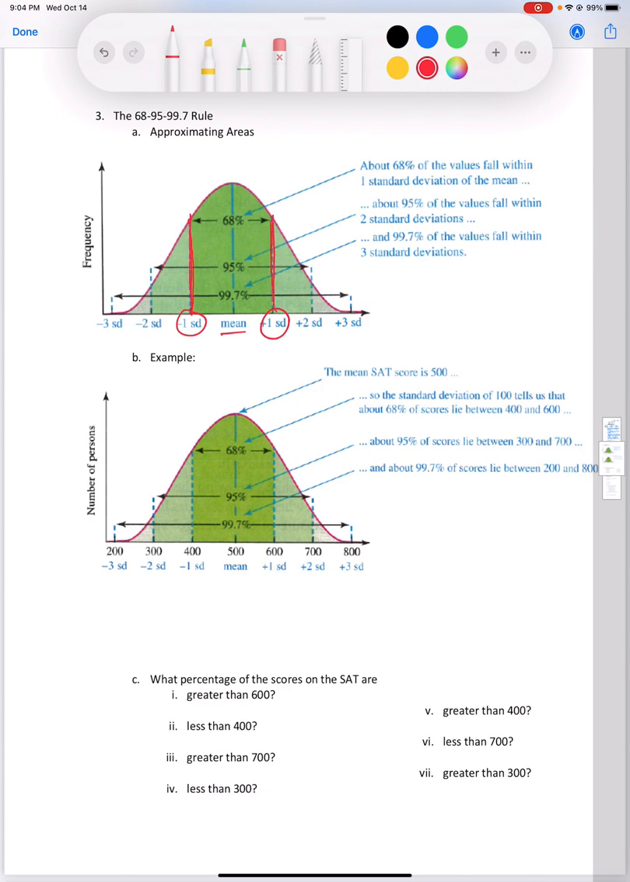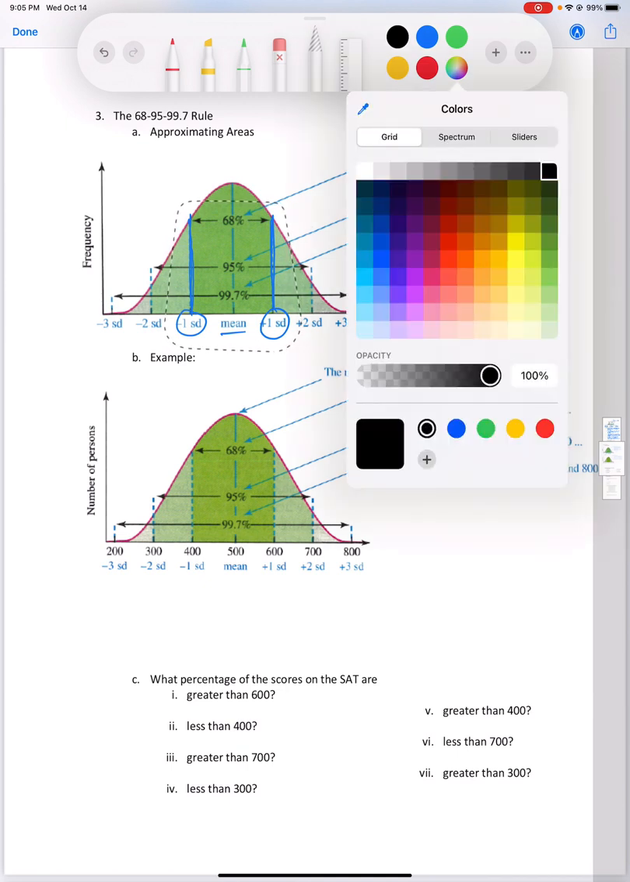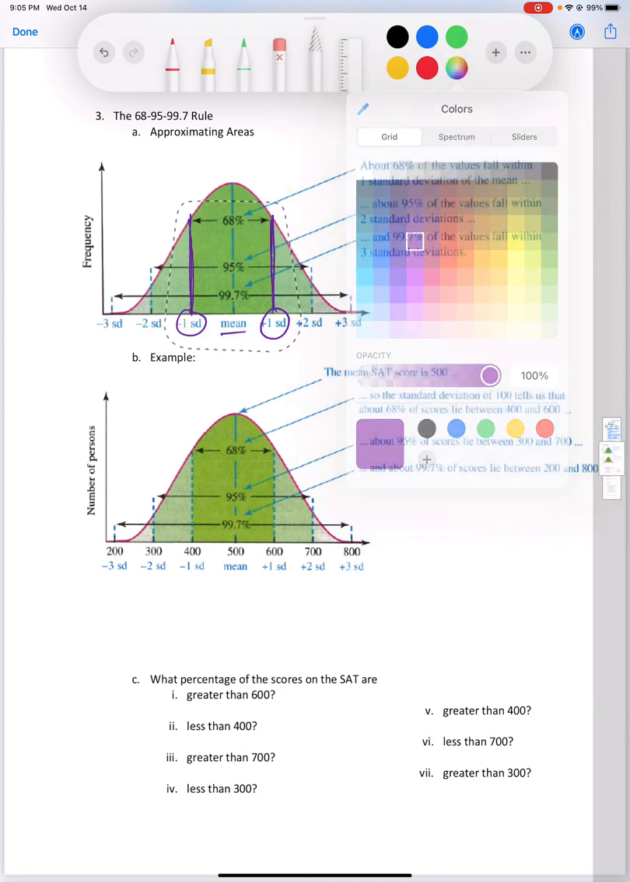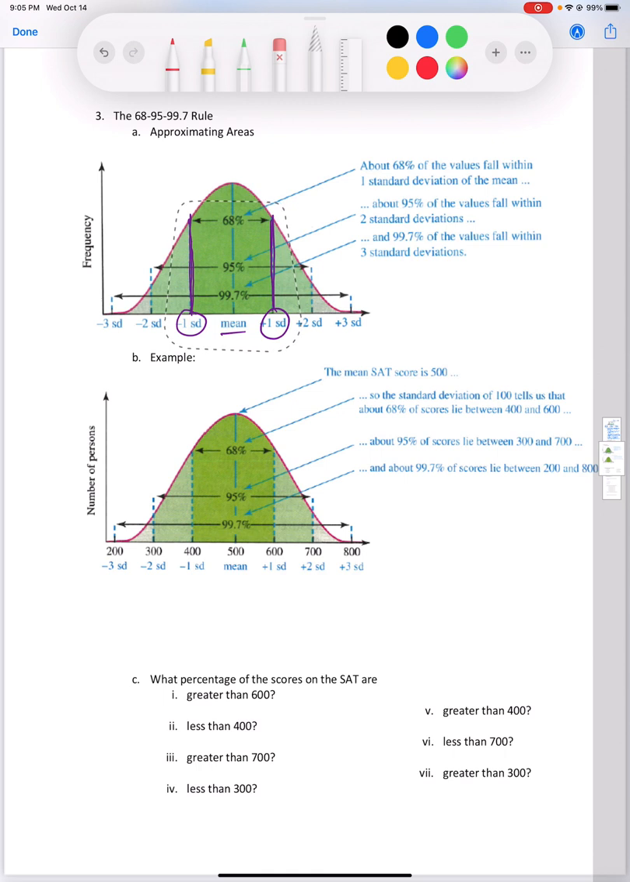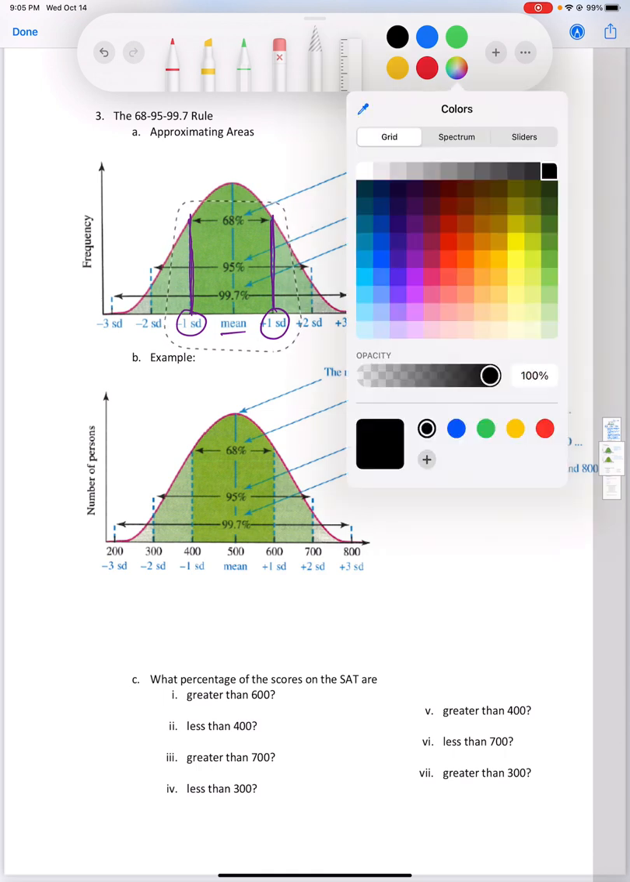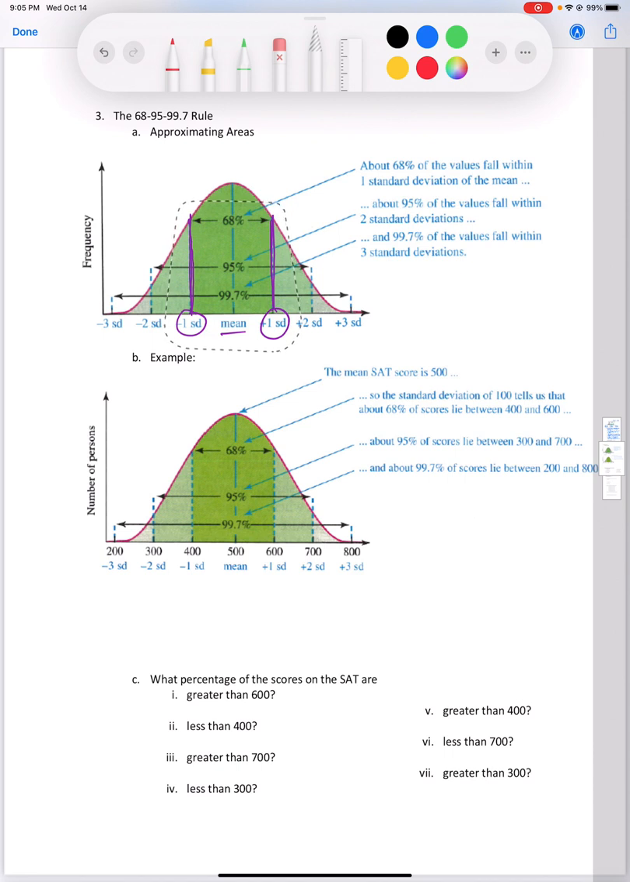Okay, and this area is going to be under the data points curve. Let's go purple. Okay, under the data points curve. And so when we just take a look at 1 standard deviation below to 1 standard deviation above the mean, we find that 68% of the data values fall within that area.